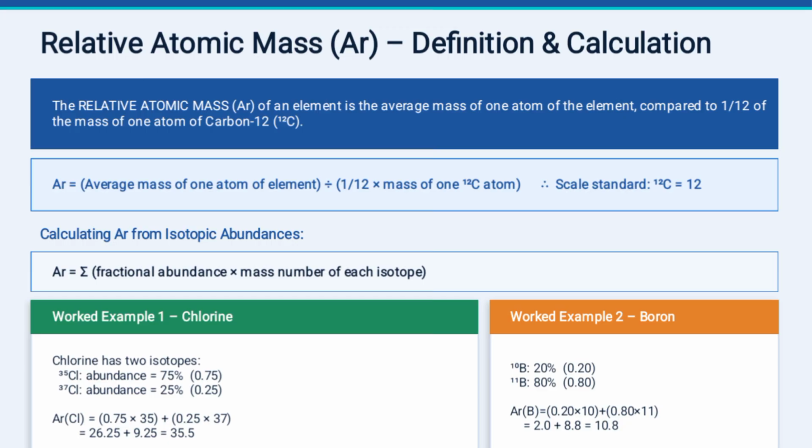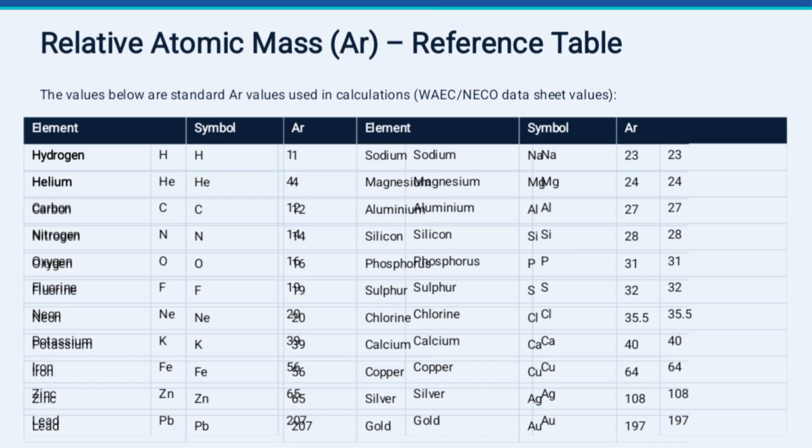Then you can do the same for boron. The percentage abundance has been given. And then you can do 20 over 100 times 10 plus 80 over 100 times 11. You get 10.8. This is how to calculate the relative atomic mass of elements. This is the reference table, the relative atomic mass of a few elements that you should know. So you can go through them so you can be conversant with them.